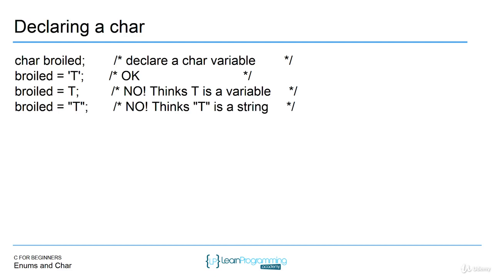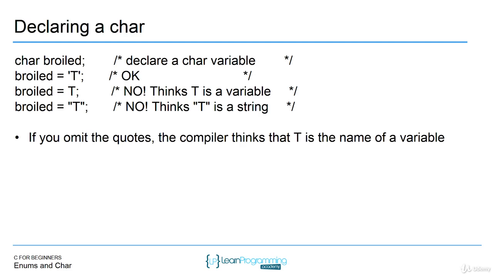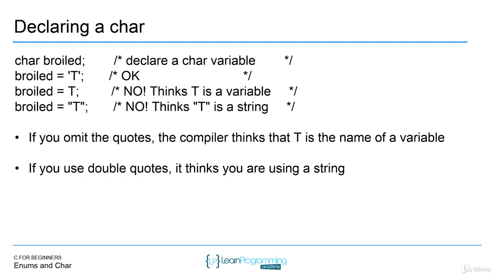Here we have broiled equals double quotes t. Again, that's not valid because double quotes in C means it's a string, which we'll talk more about. So if you omit those single quotes, the compiler is just going to think that t is the name of a variable, and it's not going to work. If you use double quotes, it's going to think you're using a string, as I mentioned.